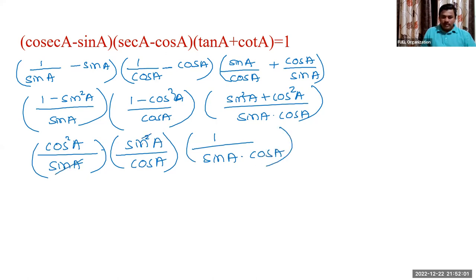Now cancellation. Sine and 1 sine gets cancelled. Cos, 1 cos gets cancelled. Here this cos, cos gets cancelled. Sine, sine gets cancelled. What is left? 1 is equal to 1. LHS is equal to RHS. Okay, next question.